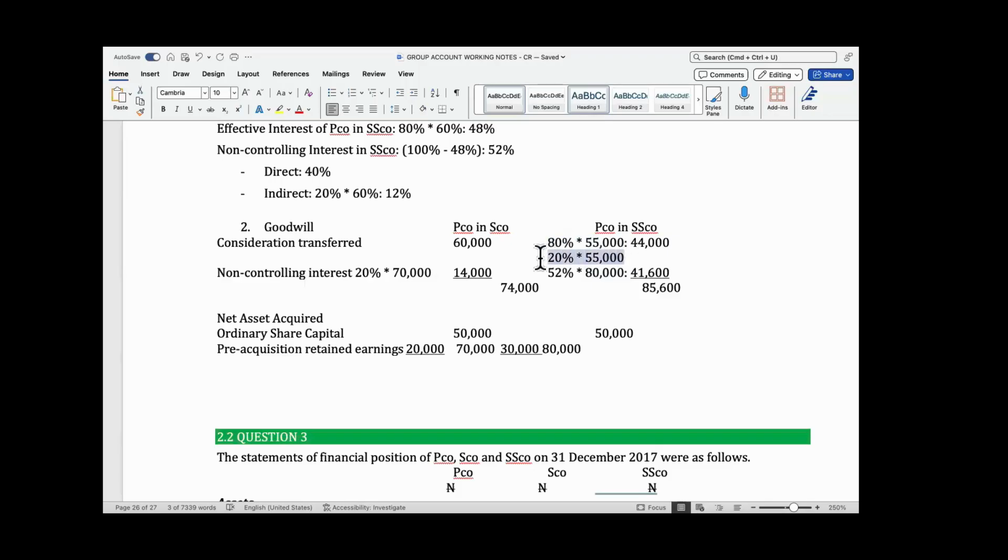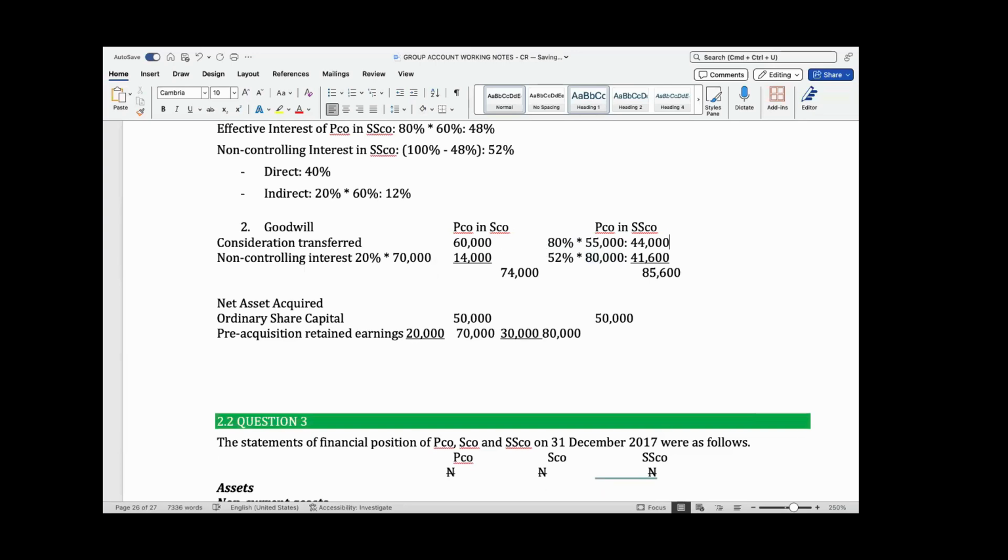Right? Now, this one should even be easier for you. As far as NCI is concerned, it's NCI value, proportionate share. So an NCI value is 52% of SSCO. That's his holding in SSCO. And 52% of what? Of net asset acquired. Not 52% of 55,000, there will be a problem. We said 52% of net asset acquired. So that clarifies it, because that's the intention of this line item here, to get what's the NCI value.